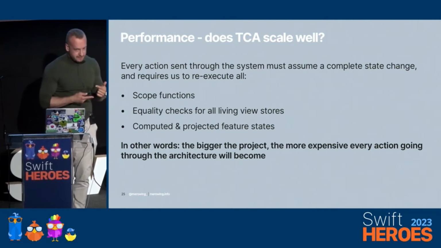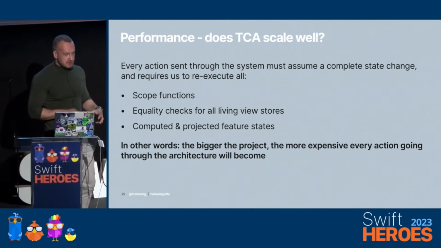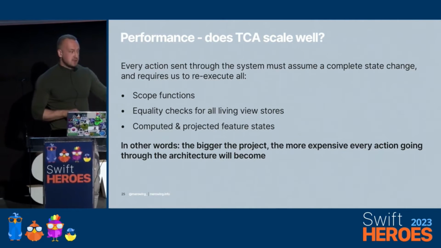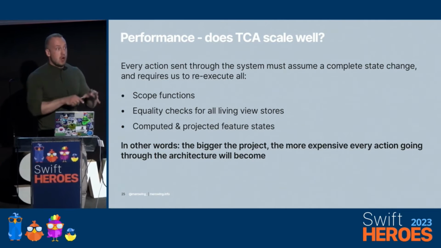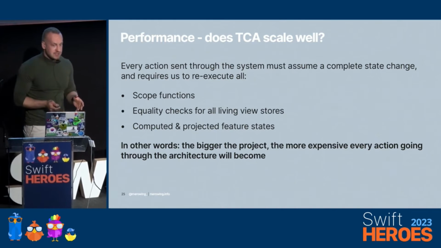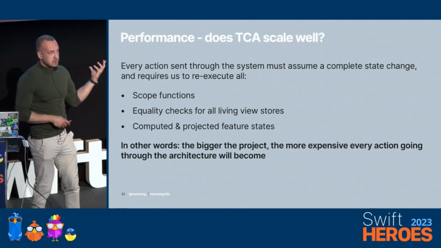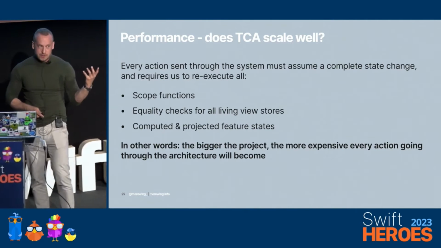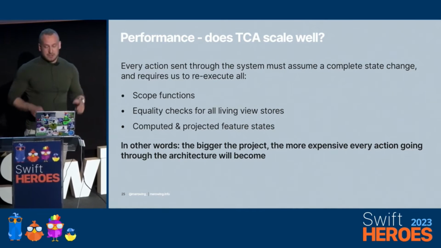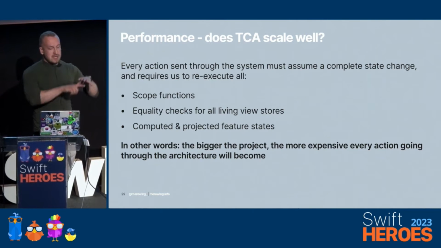There are no checks there, which means that if I'm sending a lot of actions through the system, and I'm assuming that every action causes state mutation, and I have those calls like scope, ifLet, all of those functions have to re-execute. So for small applications, you might have one view store, two view stores visible. For the browser, when you opened a single window, you had over 100 view stores. And 200 stores, because there's duplication for that as well. So all the projected state, all the computed properties, all of that has to re-execute.